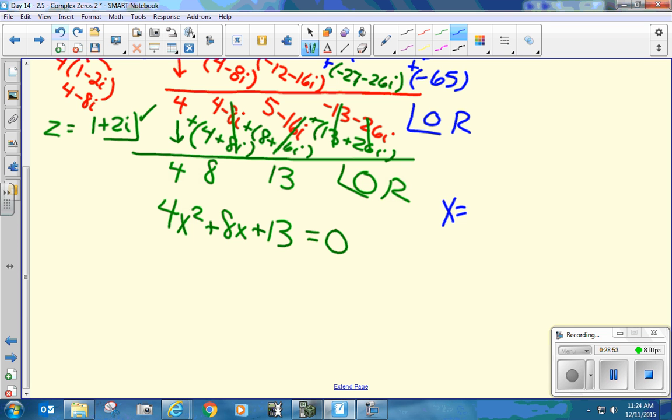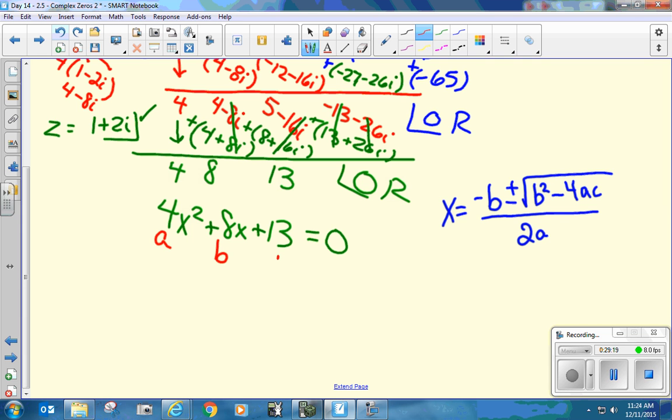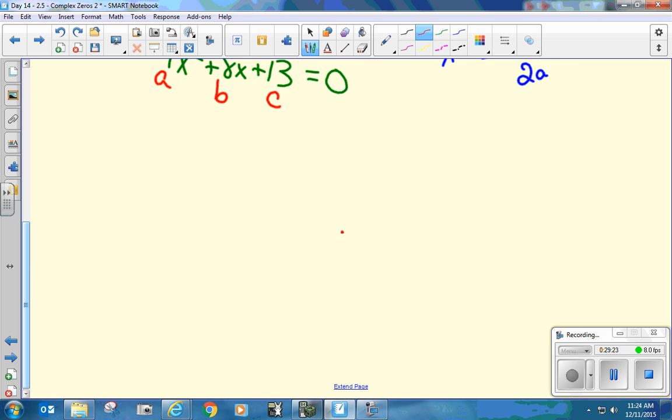X equals negative b plus or minus the square root of b squared minus 4ac, all over 2a. It's not bad to just plug the numbers in, but then we have to simplify. So my a is 4, my b is 8, and my c is 13. We're just going to plug and chug right now.